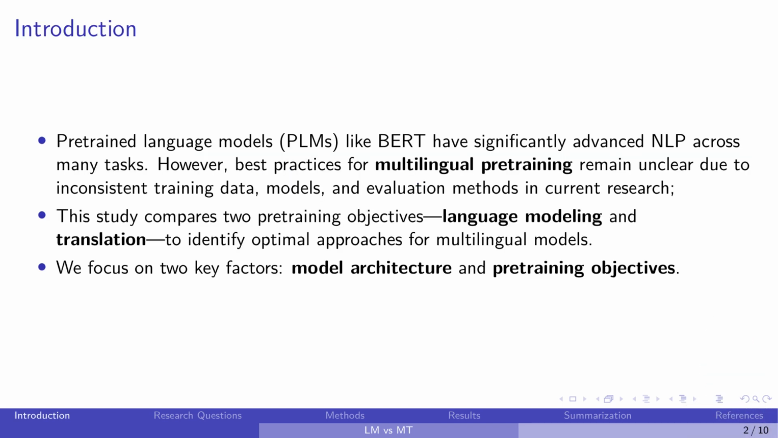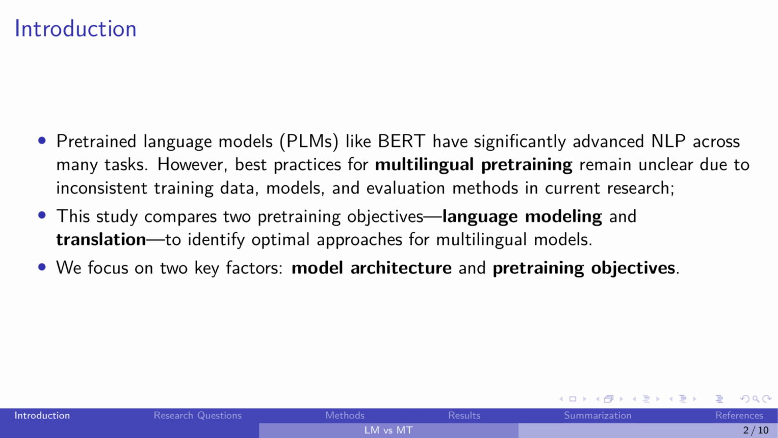Objectives. Pre-trained language models like BERT have significantly advanced natural language processing across various tasks. However, best practices for multilingual pre-training remain unclear due to inconsistent training data, models, and evaluation methods for cross-lingual research. In this study, we compare two pre-training objectives, language modeling and translation, to identify optimal approaches for multilingual models.